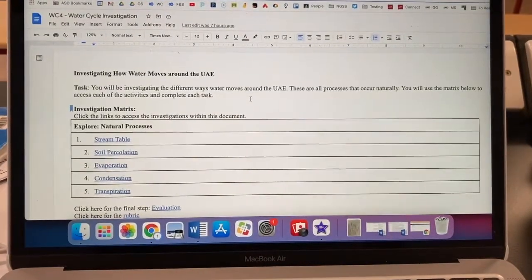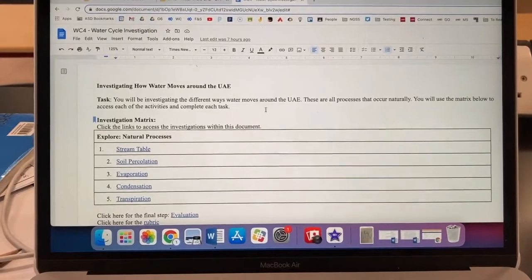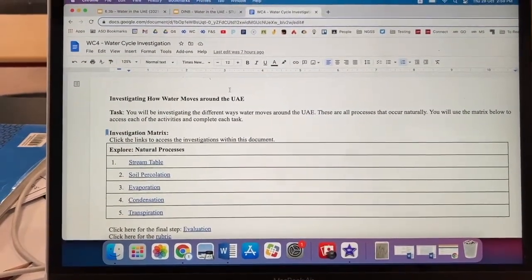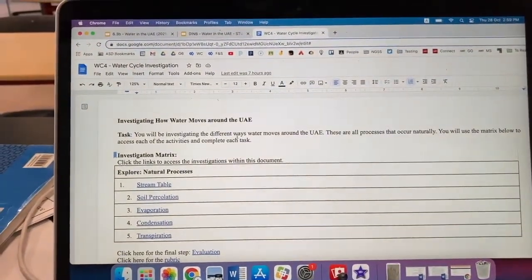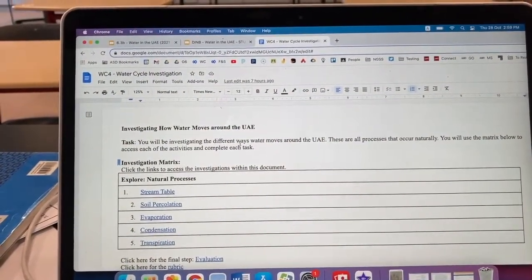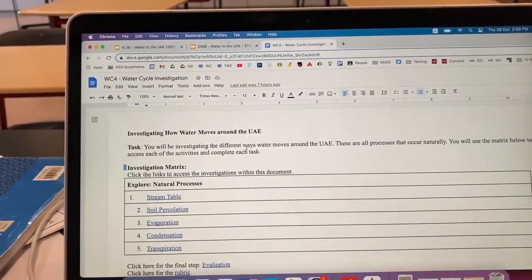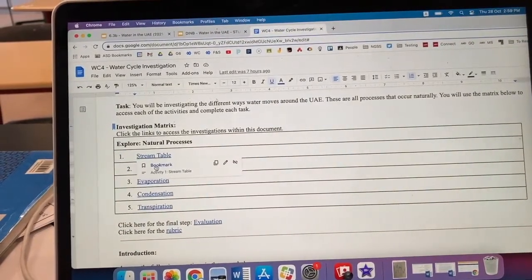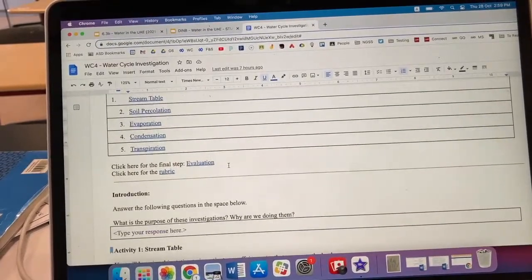All right, so this is a Google document that I have shared with you in Google Classroom. It is called, in Google Classroom, Lesson 4, Investigating How Water Moves Around the UAE. Since you couldn't be here to do the investigations in class, I am setting them up for you to do via video. Before you get started, you can see that each link links down to a separate section. Each of them goes to a different experiment.